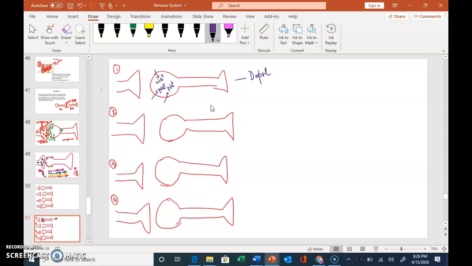Now let's say we have potassium going out. If we have potassium going out, we are losing positivity, right? If the postsynaptic neuron loses positivity, what does it become? Depolarized or hyperpolarized? It gets more negative inside, so it's hyperpolarized.